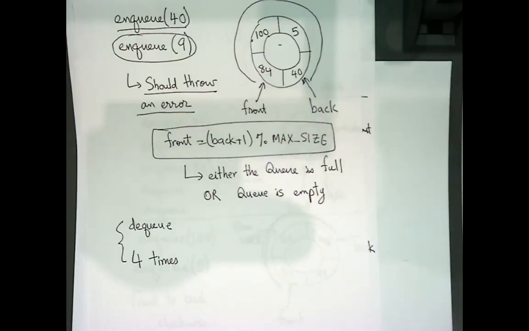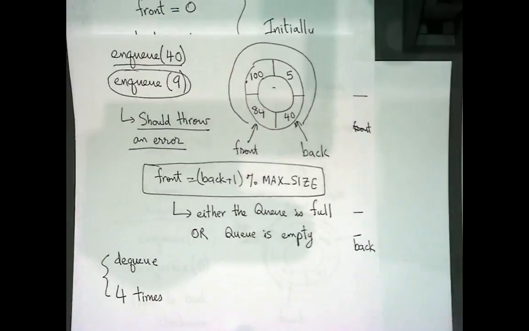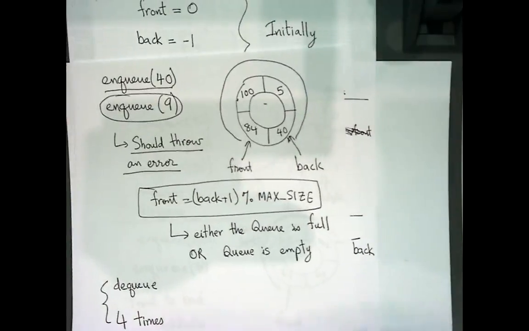Yes? So front and back are at the same position when the queue has size 1. Yes? When DQ is called, so when front is equal to back, there's one element in the queue. So you're allowed to call DQ.